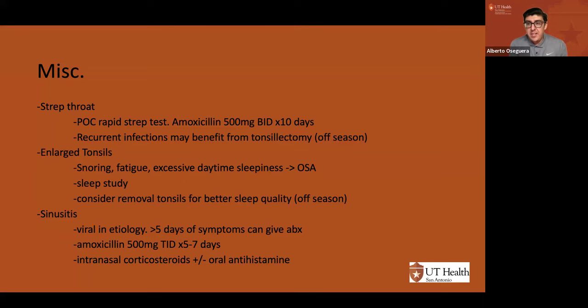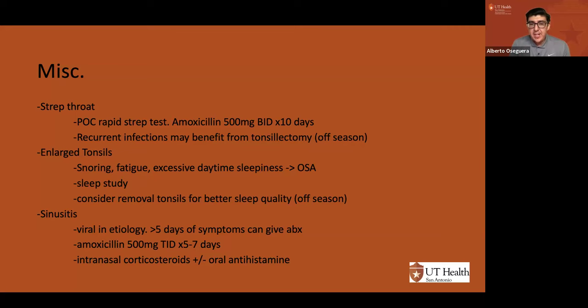One of the most commonly misdiagnosed or underdiagnosed conditions is obstructive sleep apnea. And we know in sport that if you have poor sleep quality, that leads to poor recovery and increased risk of injury. So if you see a patient and they have enlarged tonsils, I highly recommend them getting a sleep study to make sure they don't have obstructive sleep apnea and would benefit from a tonsillectomy, maybe in the off season. You can manage some of these symptoms with, again, intranasal corticosteroids or oral antihistamines to try to prevent the sinus or the tonsils from growing from their baseline size.